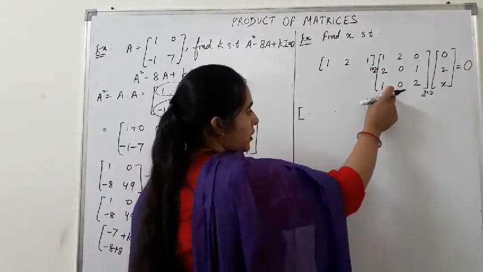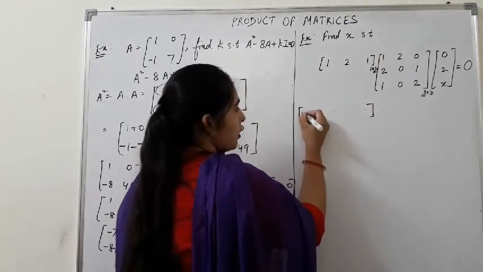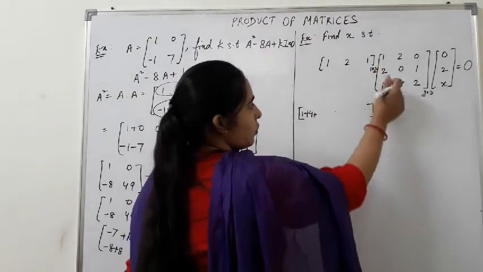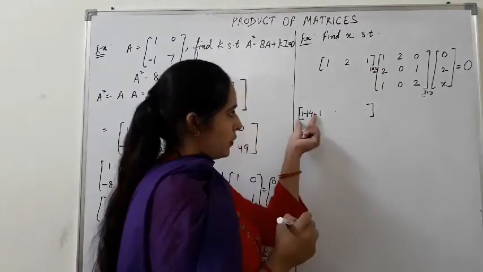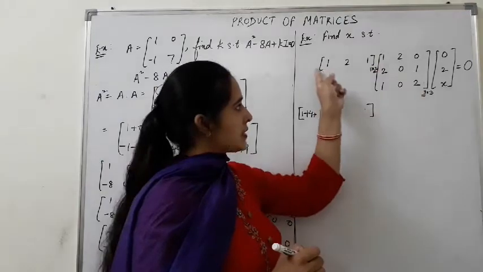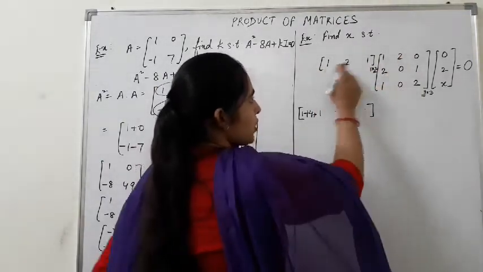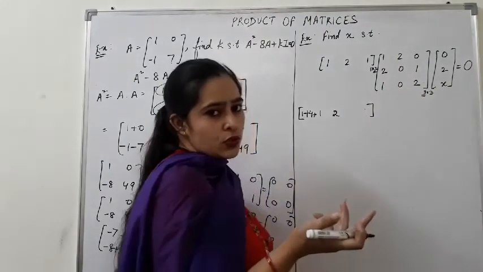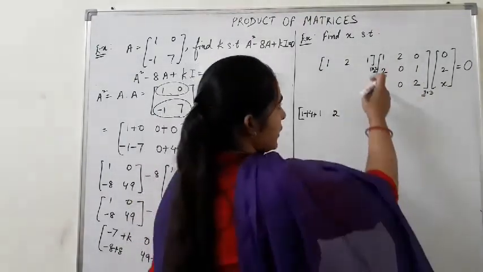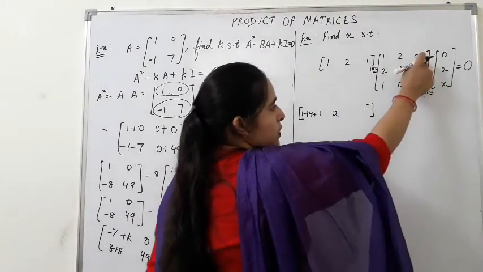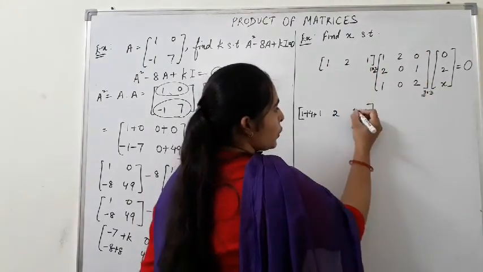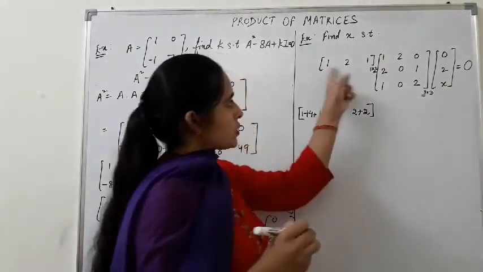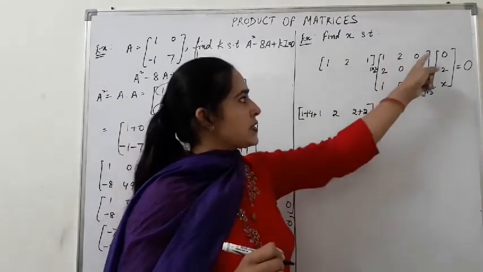R1 C1, this is 1 plus 4 plus 1. This is your first entry, R1 C1. Then is R1 C2. 1 into 2 is 2, 2 into 0 is 0, 1 into 0 is 0. So you need not write it here. Next is 1 into 0 is 0, 2 into 1 is 2, plus 1 into 2. This was R1 C1, R1 C2, R1 C3.